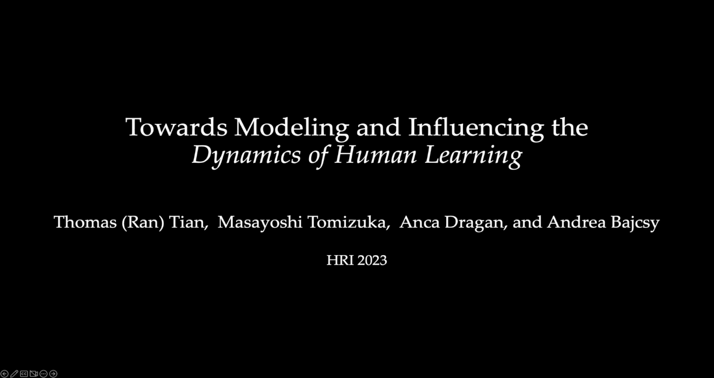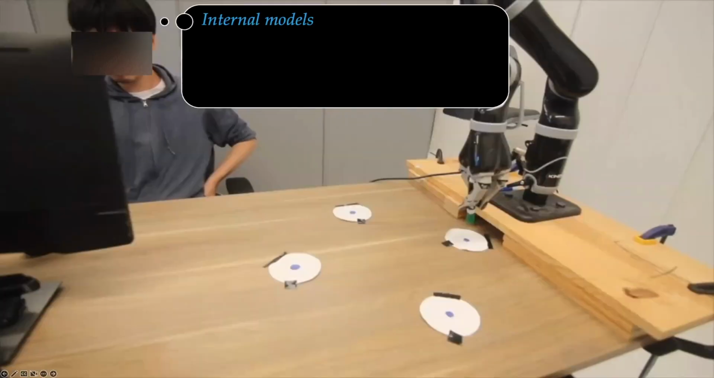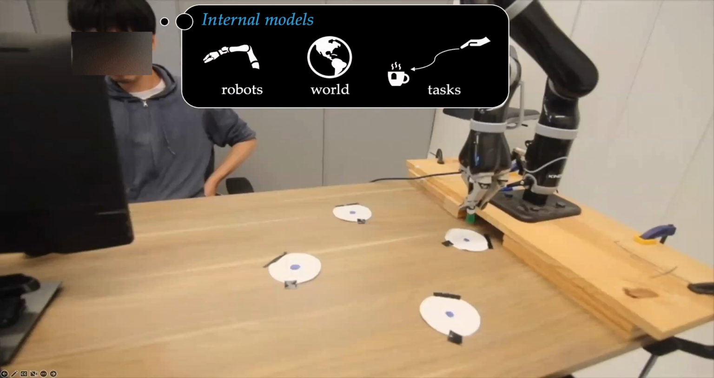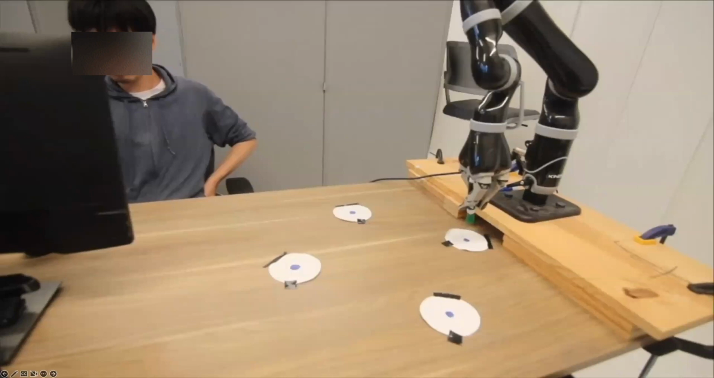This is a companion video for our paper, Towards Modeling and Influencing the Dynamics of Human Learning. Humans have internal models of robots, like the robot's physical capabilities, the world, like what will happen next, and their tasks, like a preferred goal. However, human internal models are not always perfect.